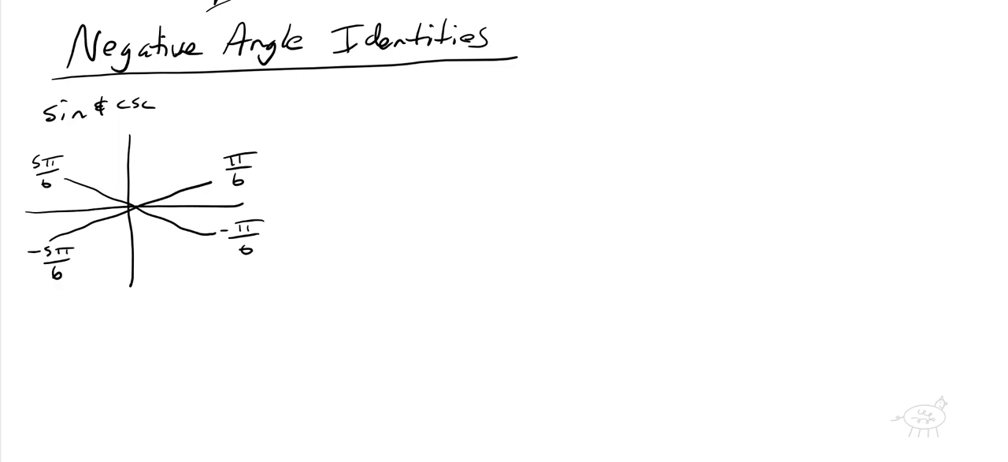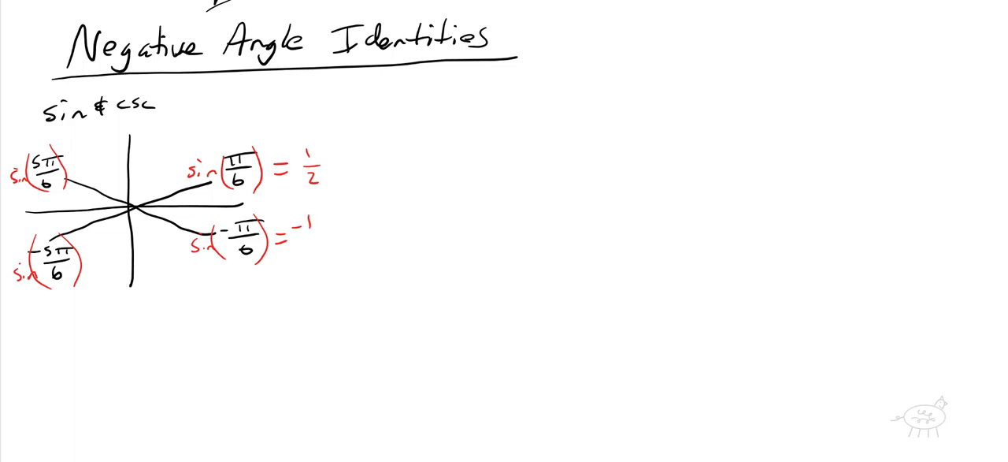Okay, and then what we're going to do is take the sine of each of these. So I'm going to take the sine of that one, and the sine of that one, and the sine of that one, and the sine of that one. Okay, so the sine of pi over 6, you should know the sine of 30 is 1/2. And the sine of negative pi over 6, well, the reference angle is still pi over 6, right? But then it's negative because we're in the fourth quadrant.